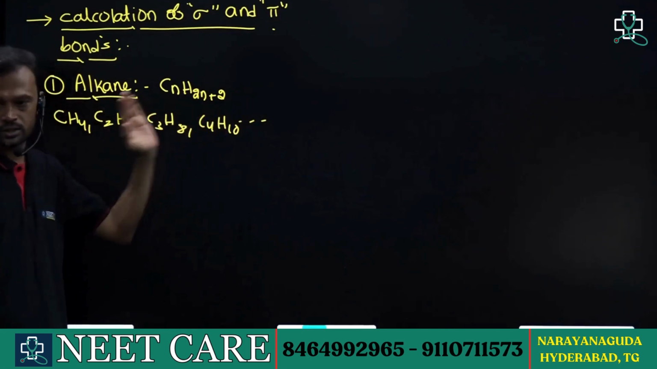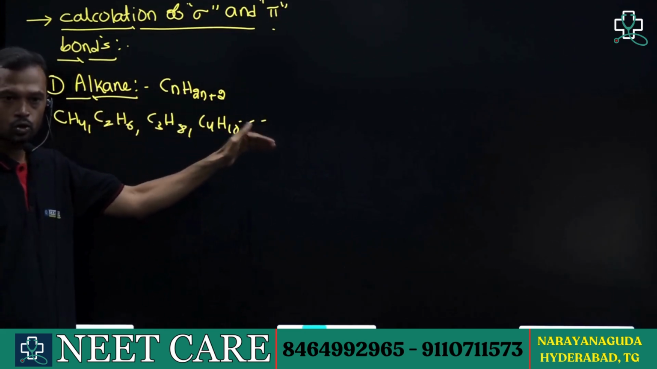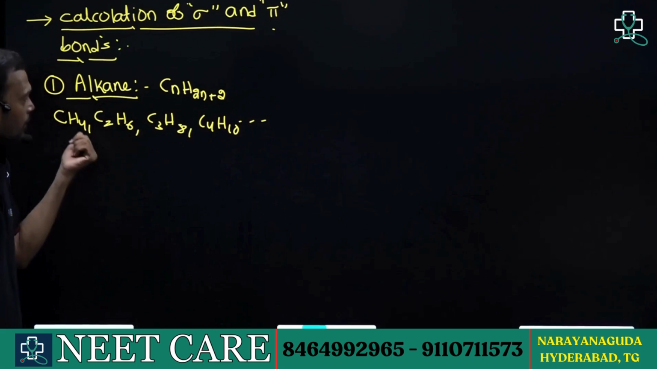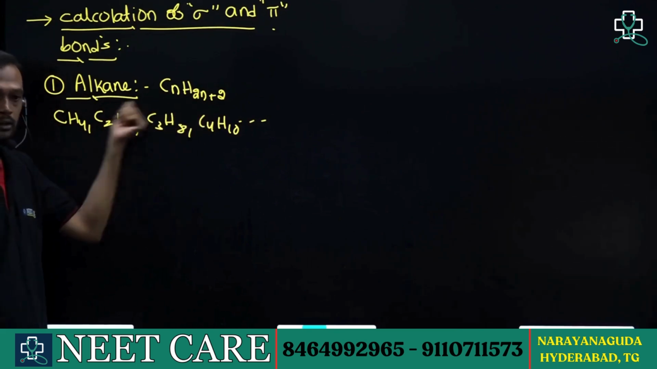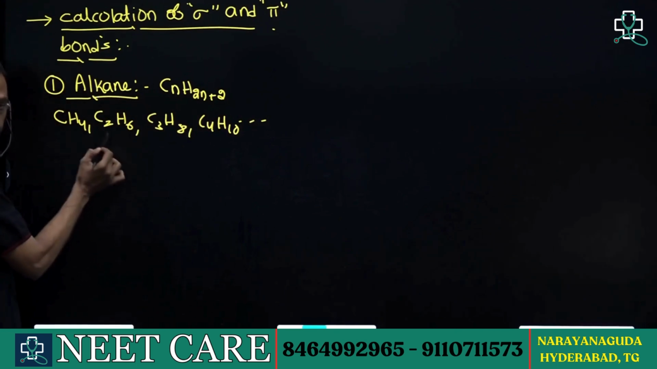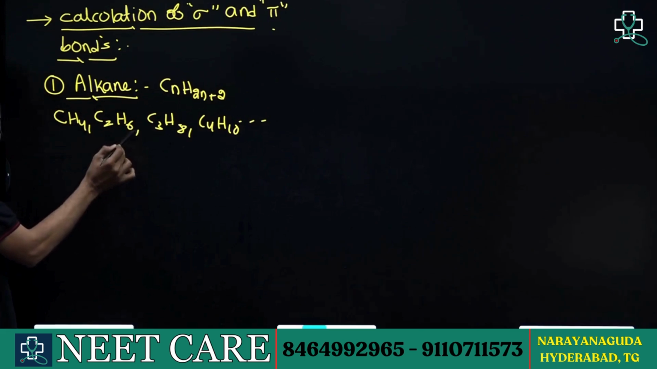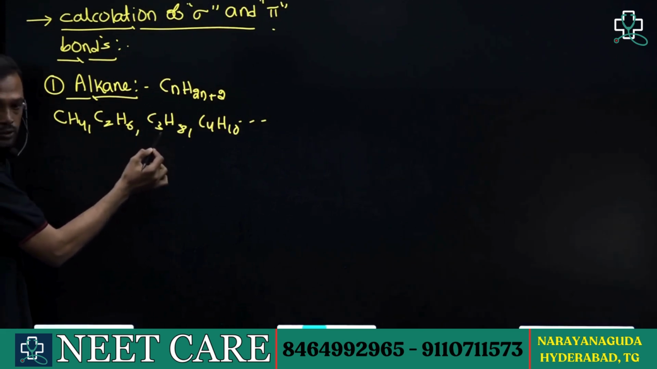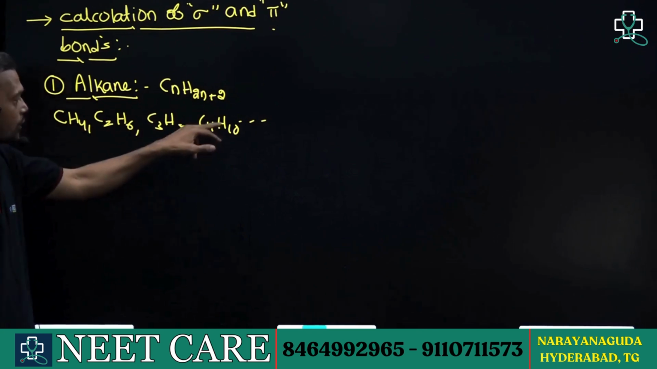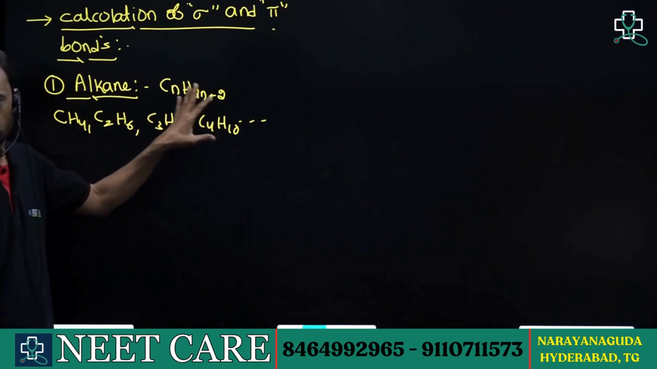They are called a homologous series. What is a homologous series? Generally, molecules having the same general formula but differing by a CH2 unit. See the difference between these two: one carbon and 2 hydrogens differ, and here also one carbon and 2 hydrogens differ. So they are called a homologous series, and every individual unit is known as a homolog.